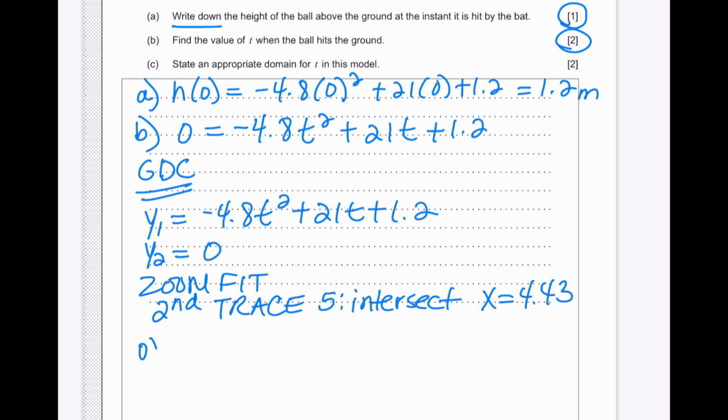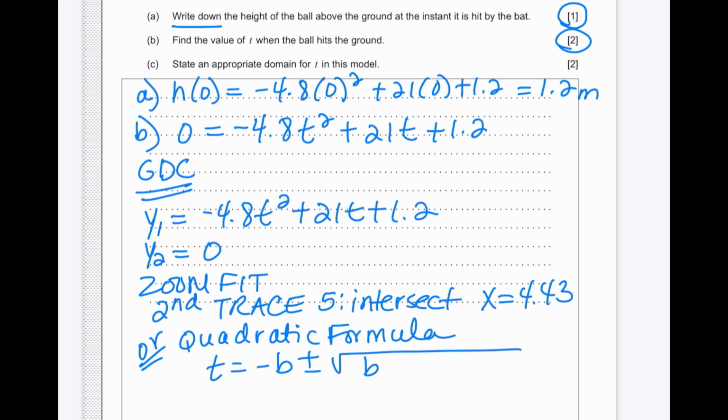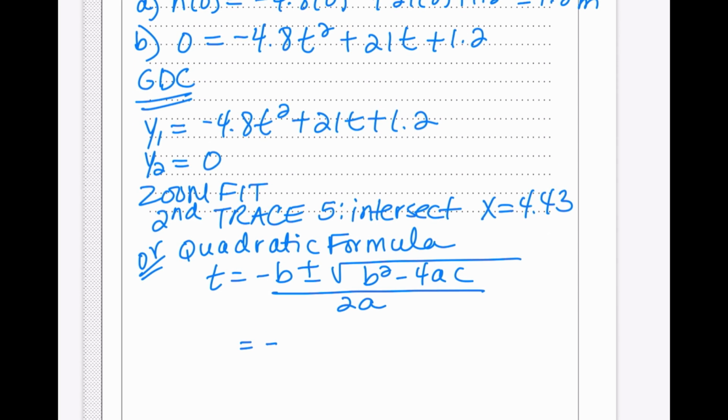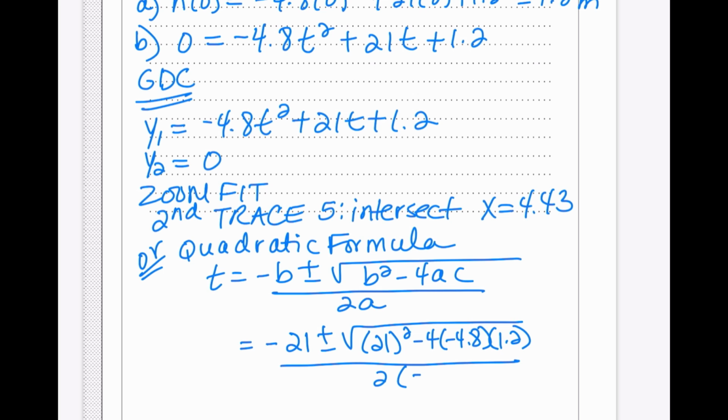The other way that you can solve it, of course, is by using the quadratic formula. It is in the formula packet. You're going to say t is equal to negative b plus or minus the square root of b squared minus 4ac all over 2a. It's going to take you a little bit longer because you're going to have to substitute everything in here. So basically you're going to have negative b, which is 21. So negative 21 plus or minus the square root of 21 squared minus 4 times negative 4.8 times c, which is 1.2, all over 2 times negative 4.8.